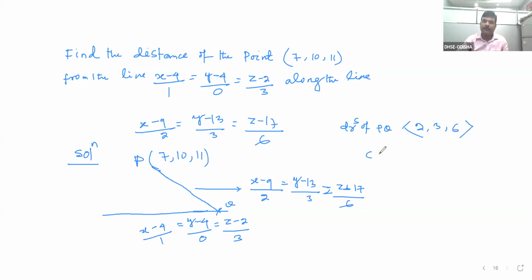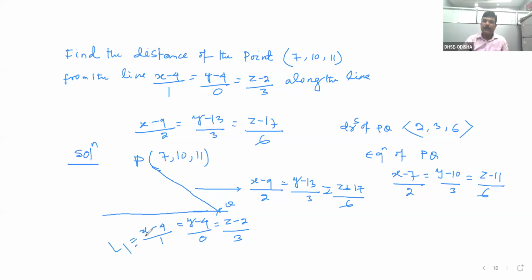Equation of PQ is (x minus 7) upon 2 is equal to (y minus 10) upon 3 equal to (z minus 11) upon 6, right? So now we have to find the point of intersection, that is the point of intersection of PQ and the line L1.